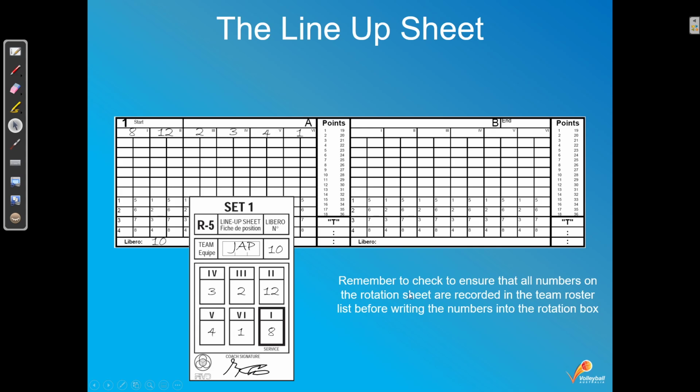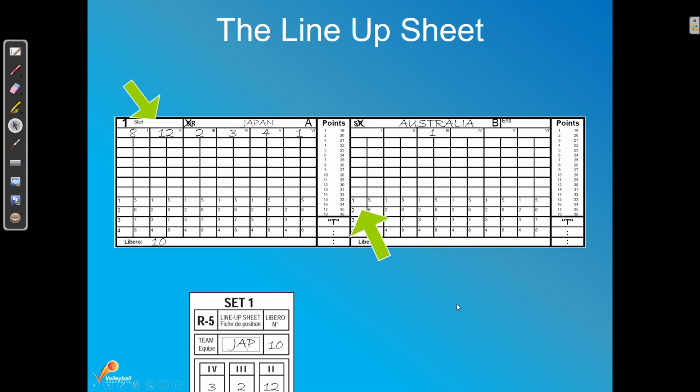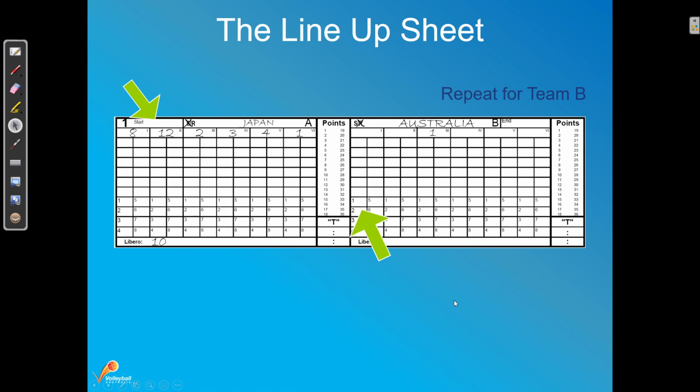that all numbers on the rotation sheet are recorded in the team roster list before writing the numbers into the rotation box. Okay. And then you repeat this for Team B.